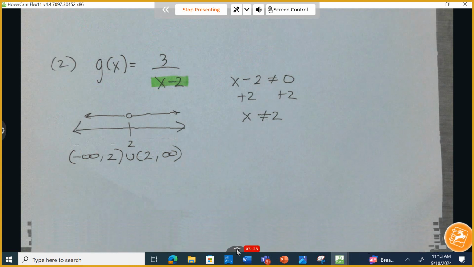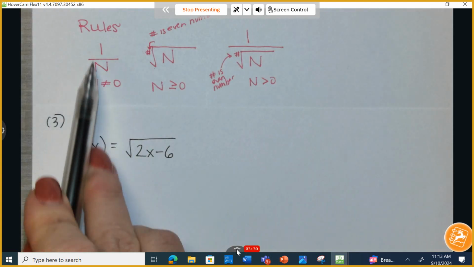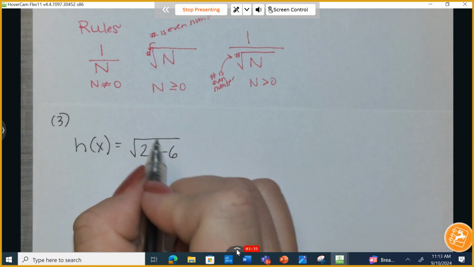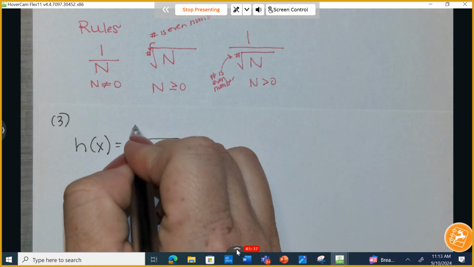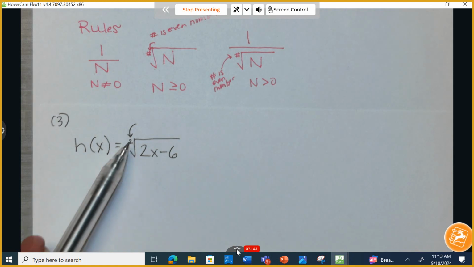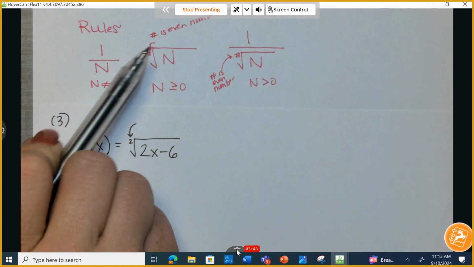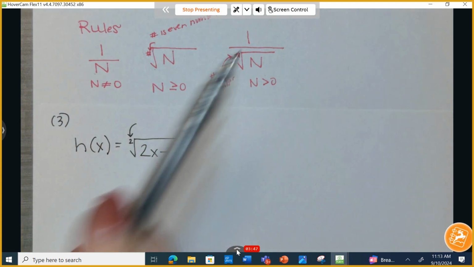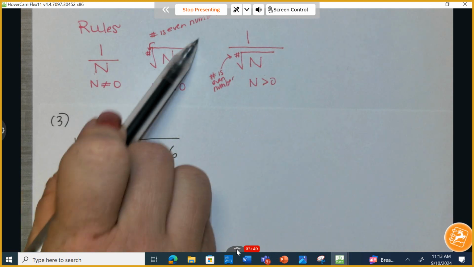For example number 3, I do not see anything in the denominator, but I do see a radical. Now, when you don't see a number, there's a hidden nth root, which we'll learn about in future chapters. There's a hidden number that is a 2, and whenever this nth root is an even number, 2, 4, 6, 8, and so on, we have to be aware of these 2 rules. So because it's not in the denominator, I'm going to follow this rule.